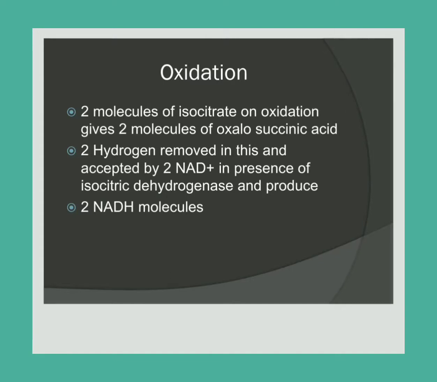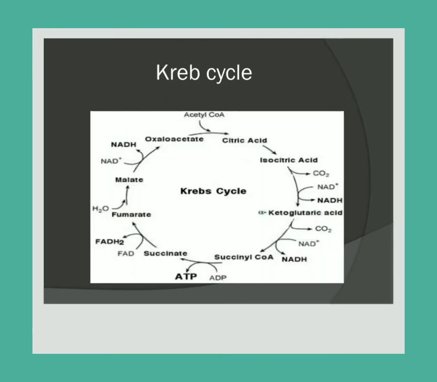So here, 2 molecules of isocitrate on oxidation give 2 molecules of oxalosuccinic acid. 2 hydrogens are removed in this and accepted by the 2 NAD plus in the presence of the isocitric dehydrogenase enzyme, and it will produce 2 NADH molecules in this reaction. Because of this, isocitrate is converted into oxalosuccinic acid and 2 NADH are formed. If you see the reaction here, you will find that 2 NADH molecules form.